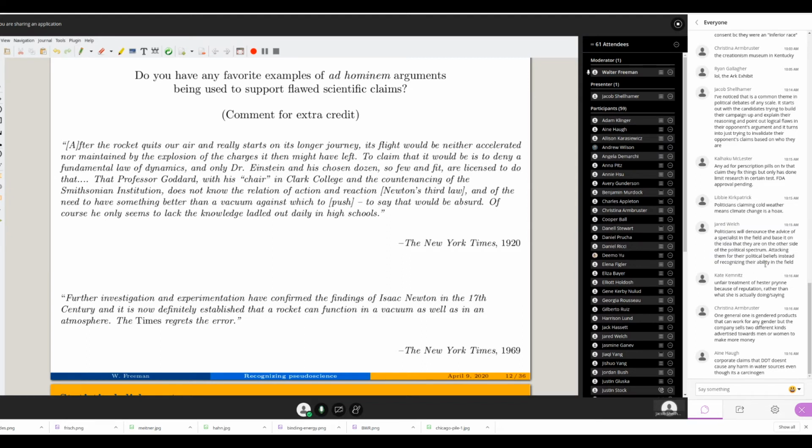Jared's example, politicians denouncing the advice of a specialist in the field and basing it on the idea that they're on the other side of the political spectrum, attacking them for their political beliefs rather than recognizing their ability in their field. Yeah, so saying that somebody who's making a scientific claim, oh, they're just a member of an opposing political party.